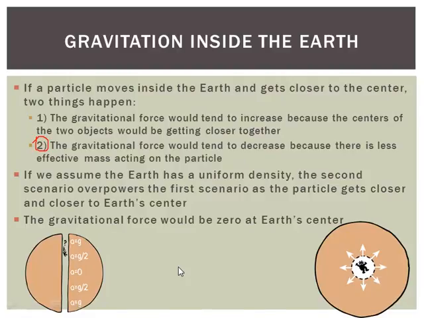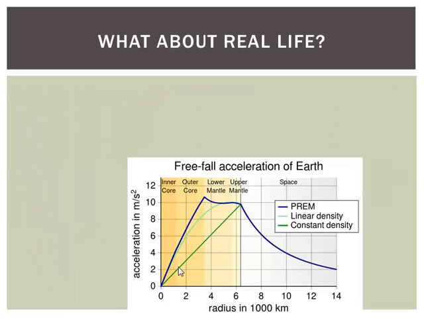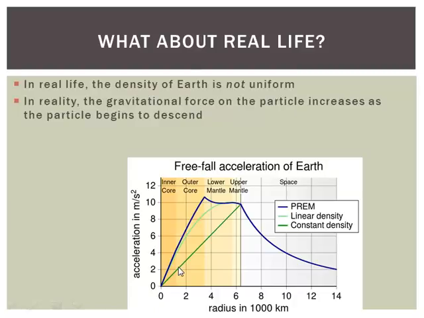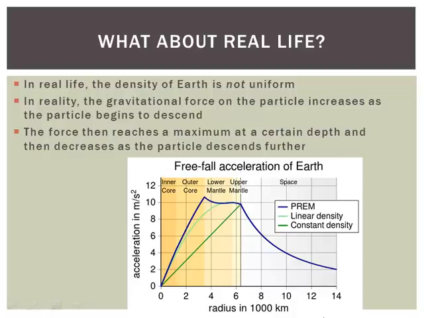Now, it's different if we consider what happens in real life. In real life, the Earth does not have a uniform mass density. In reality, the gravitational force on the particle increases as the particle begins to descend, and then the force reaches a maximum at a certain depth and then decreases as the particle descends further.